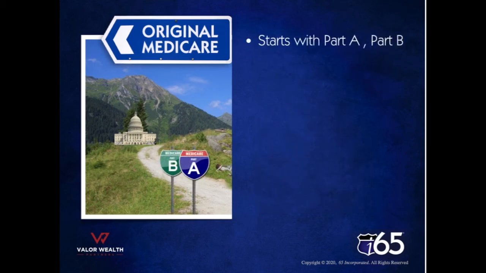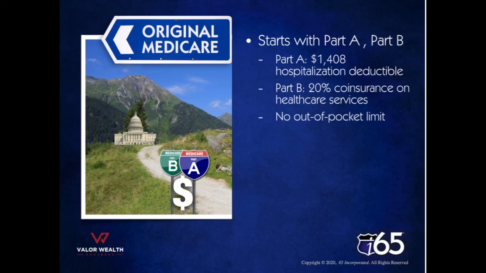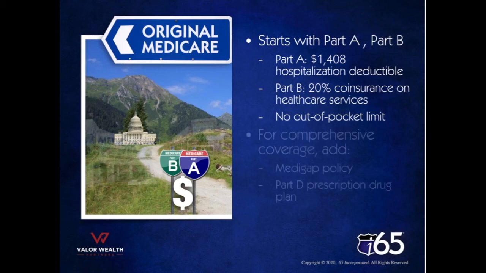This path always starts with a person enrolling in Part A and Part B. Technically, you could stop right there and say, I'm enrolled in Medicare. Yes, technically that's true. However, by themselves, Part A and B can be very expensive. In fact, Part A has a $1,400 deductible essentially every time you are hospitalized. Part B has a 20% coinsurance every time you see a doctor, a specialist, or have an outpatient procedure. And Parts A and B by themselves have no maximum out-of-pocket limit. That's no cap in spending.